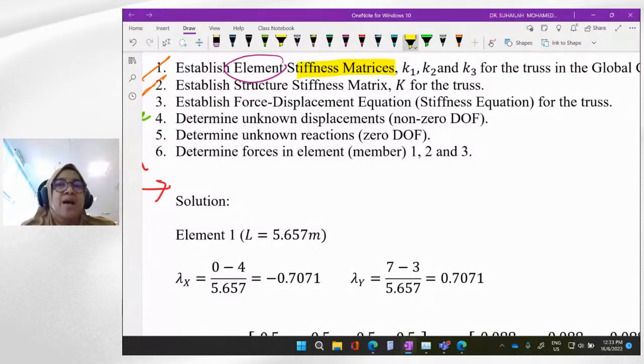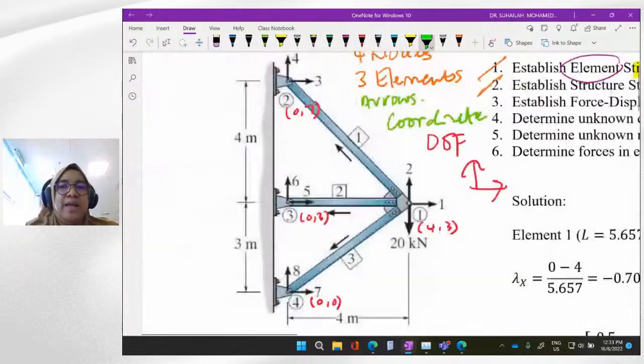Since there are three members, element number 1, element number 2, element number 3, we have K1, K2, and K3 here. We have to produce this K using the formula. The formula is always given. The formula is in the textbook, given in the appendix. This is the formula in the textbook.